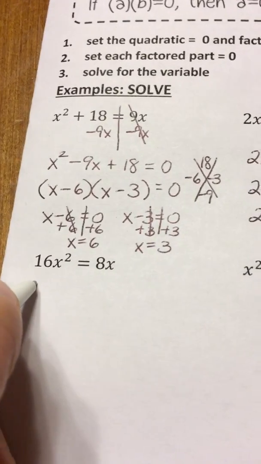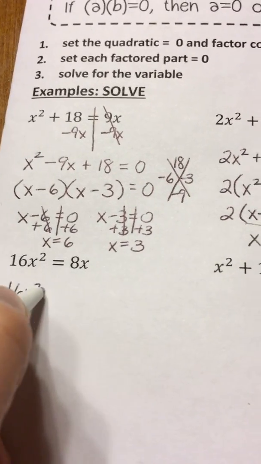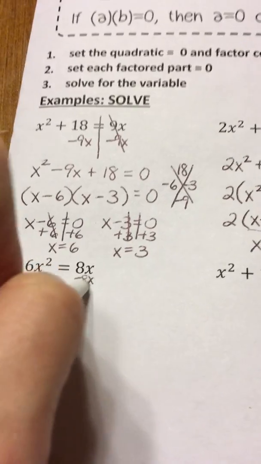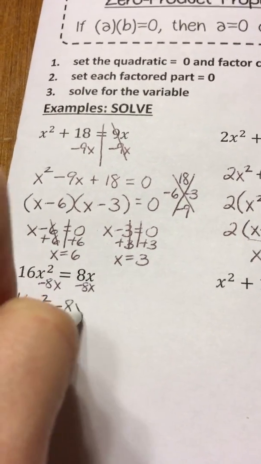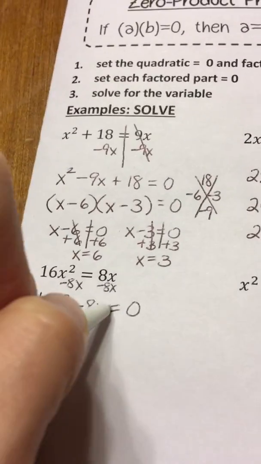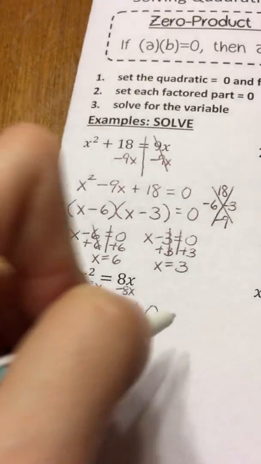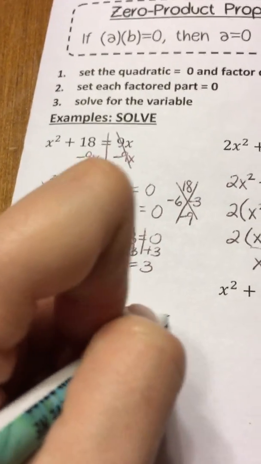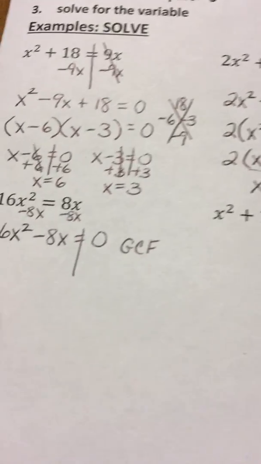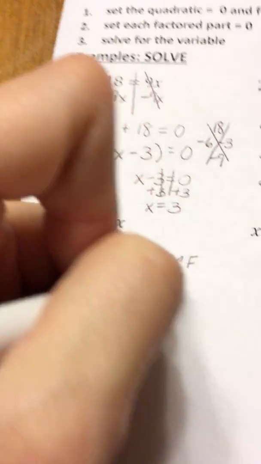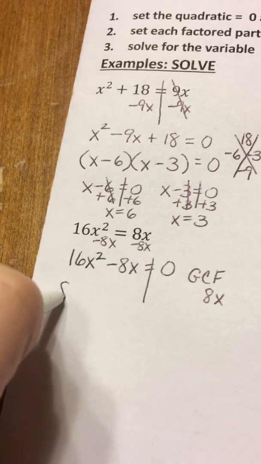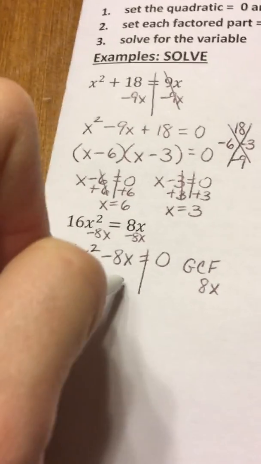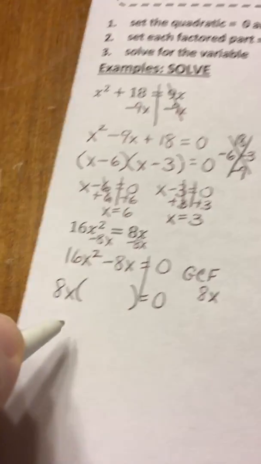Okay, we'll go over here to the third example. And again, we need to get everything on one side of the equation. We have to subtract the 8x. So 16x squared minus 8x equals 0. And again, we need to figure out the greatest common factor. You just have to think, do they have anything in common? They have 8x in common. So you're going to want to factor out an 8x. You just take out 8x.